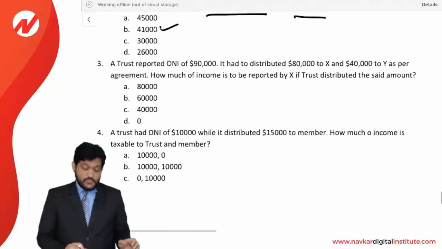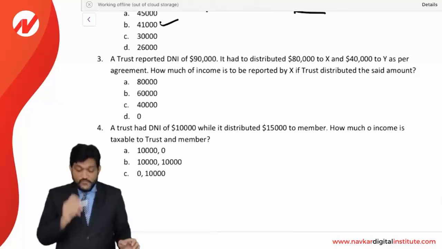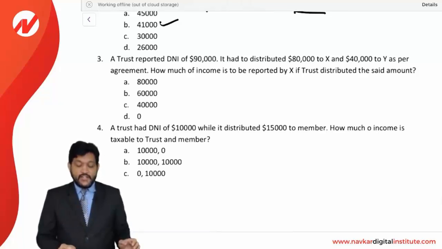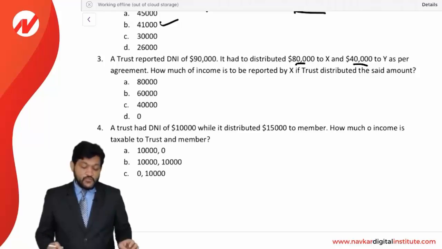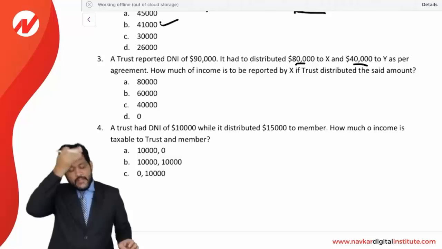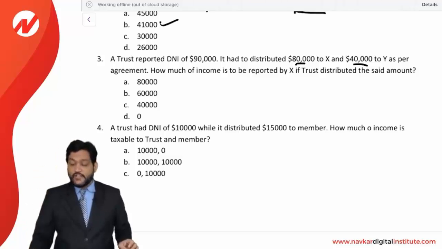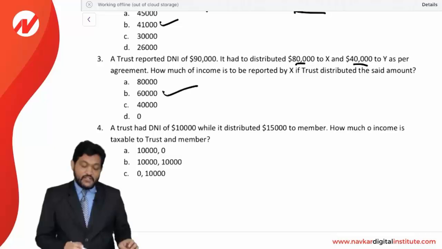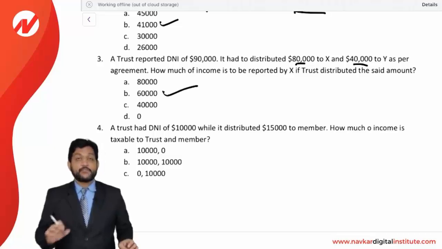That's why. A trust reported a DNI of 90,000. It had distributed 80,000 to X and 40,000 to Y as per agreement. How much income is to be reported by X if the trust distributed the said amount? Okay. Now 80 and 40, so 1,20,000 total distribution has been made, and 90,000 is actually DNI. So 90,000 will be prorated between these two. So 90,000 into 80,000 divided by 120,000 is equal to 60,000. 60,000 of income will be reported by X. It is prorated, nothing else.